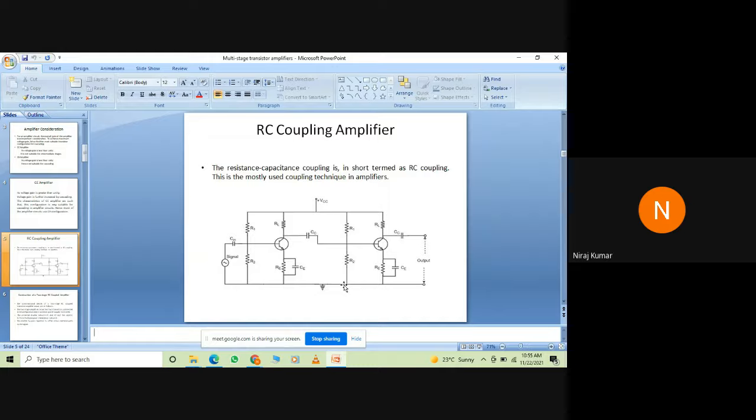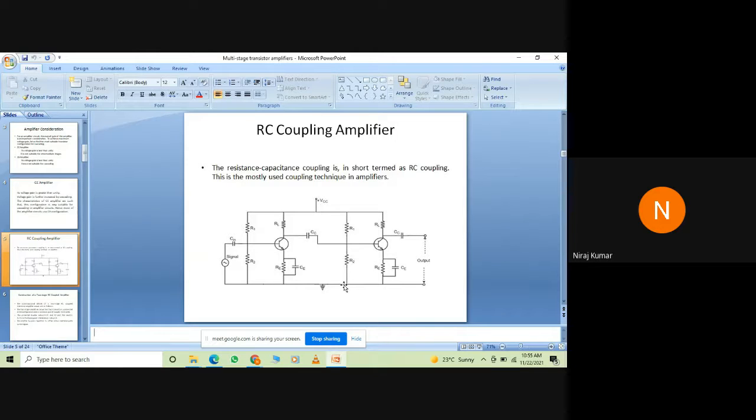Today's topic is the coupling of the amplifier. In the previous class, I discussed three types of coupling. First one is the RC coupling, second one is the transformer coupling, and third one is the direct coupling. These three types of coupling can be used in a multi-stage amplifier.